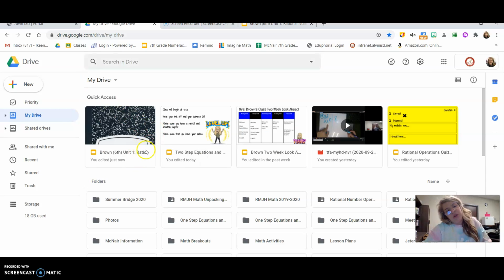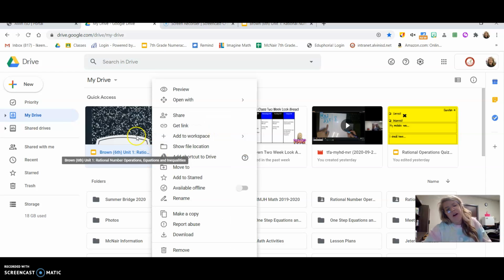What you can also do to make your life a little bit easier is right-click on your actual notebook once you find it. Then go to this button right here that says Add to Start. We've talked about this before, so you might already have this done. Add to Start. Then it'll star this for you, and on the left-hand side of my screen you can go to Start, and that's where your notebook will always be.